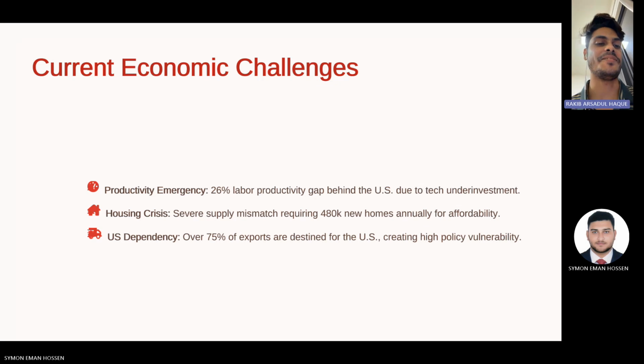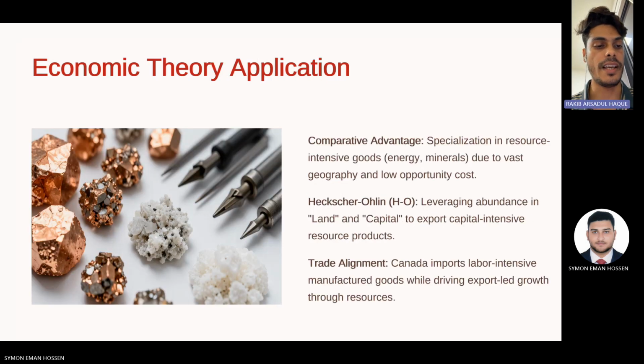This provides some relief for mortgage holders but remains high enough to keep capital costs significant for business expansion.